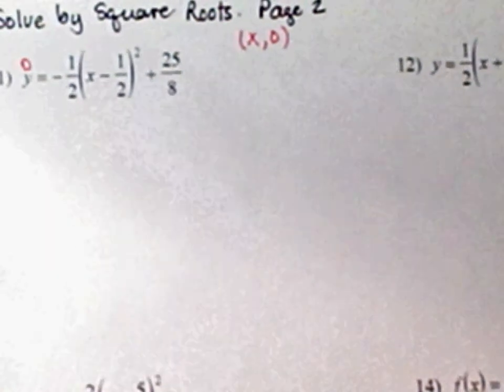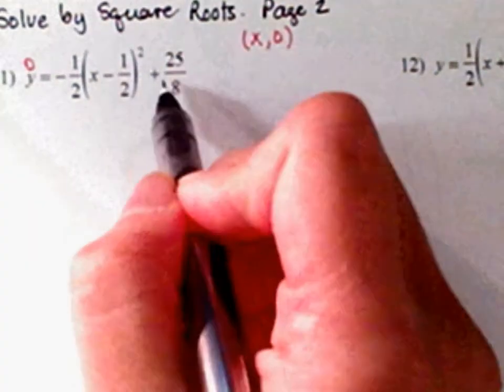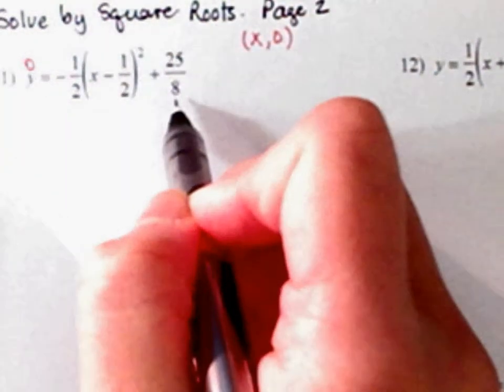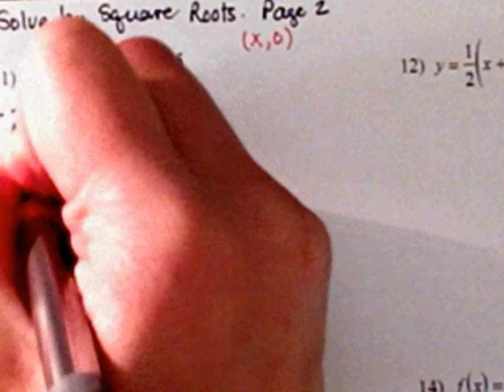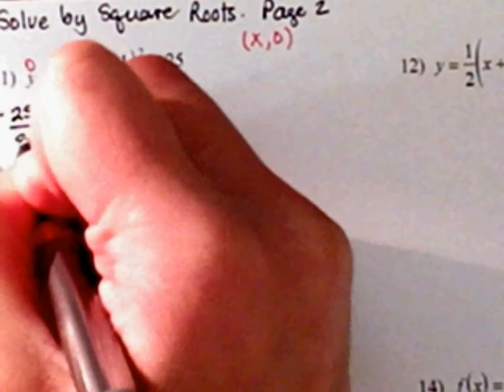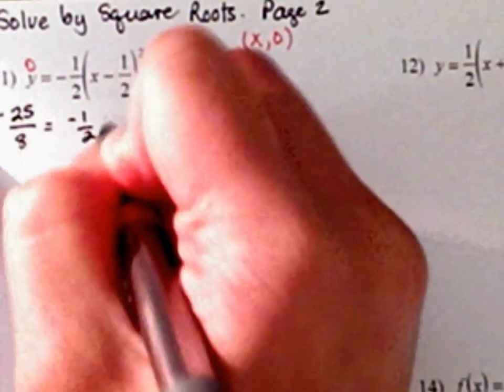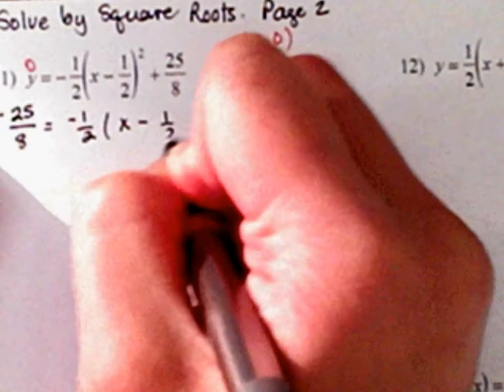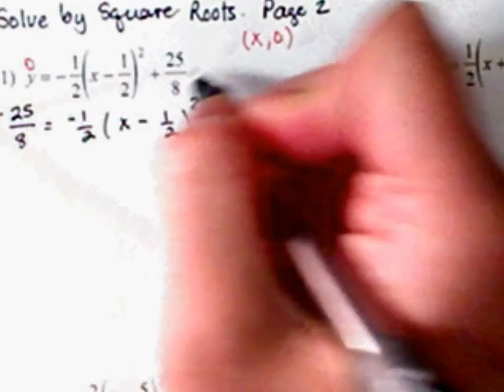Here we go. First off, I'm going to subtract 25 over 8 on both sides. That gives you negative 25 over 8 is equal to negative 1 over 2 times (x minus 1/2) squared.